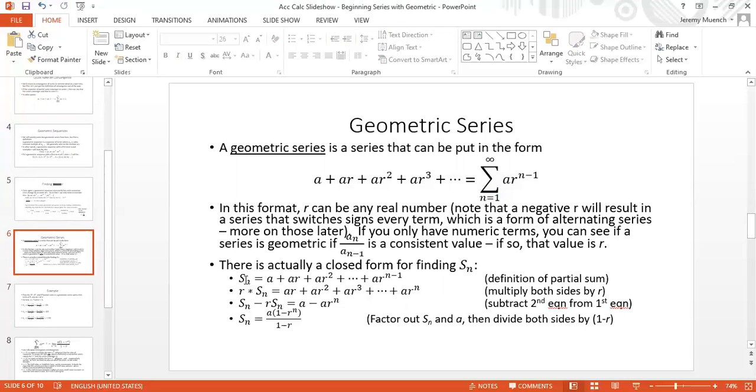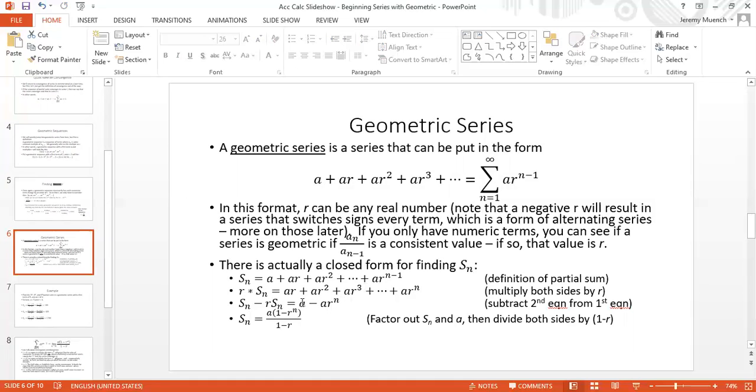So I could start with this idea that S sub n is equal to this sum up through the nth term. S sub n equals this whole sum all the way up to AR to the n minus 1. And so what I do here is I can multiply both sides of this equation by R, and it gives me R times S sub n equals everything but one order higher. But if I subtract the second equation from the first, I get S sub n minus R S sub n is equal to A minus AR to the n.